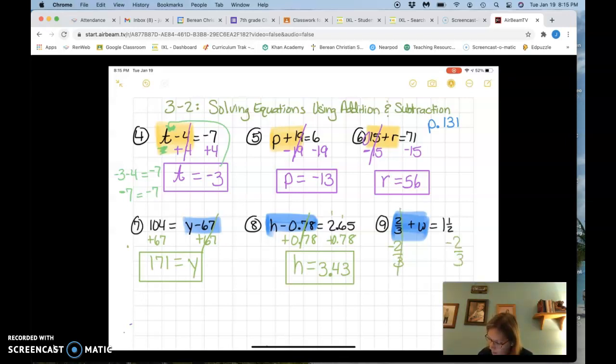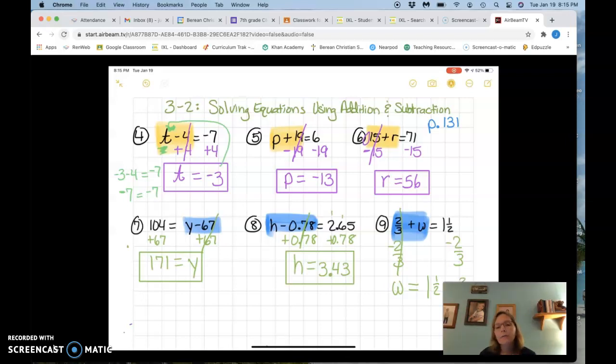So those cancel each other out. I get 0 plus w, which is just w, equals. And now I have two fractions, so I'm going to write them side by side so I can look at them better, okay?